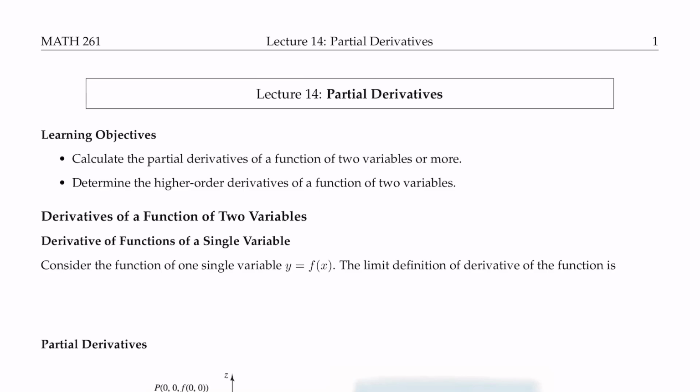Hello everyone, this is lecture 14, partial derivatives. So the derivative of a function of one variable y equal to f of x measures the rate of change of y with respect to x, and it gives slopes of tangent lines.